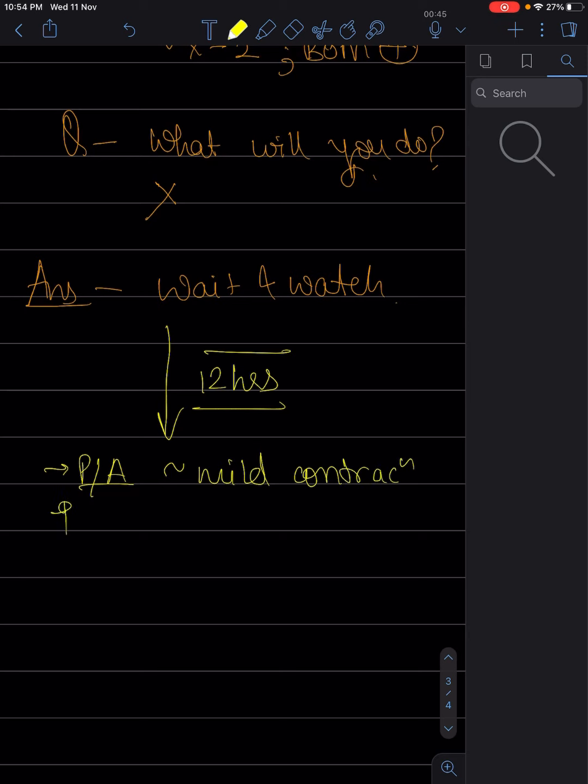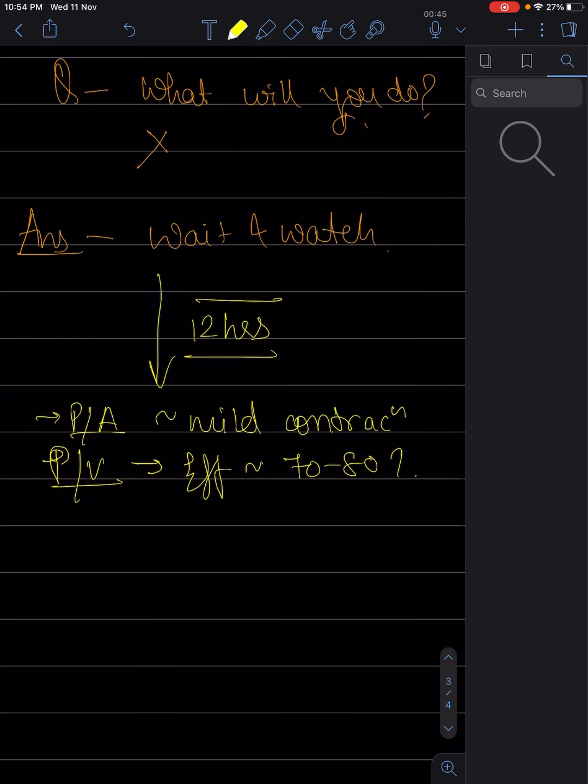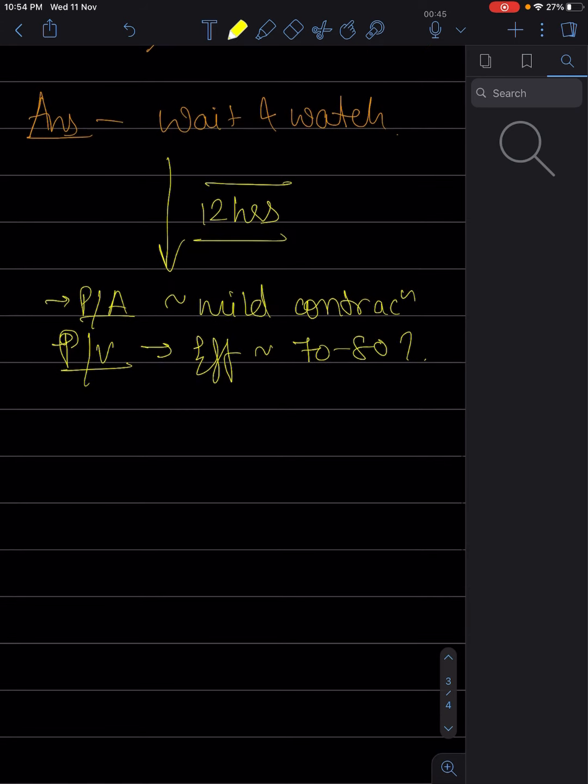But is the PV any better? Yes, it is better. Now the effacement has progressed. It is around 70 to 80%. Rest all PV findings are pretty much the same. But her effacement has increased from 70 to 80%, right? So fine. So will you still do anything?